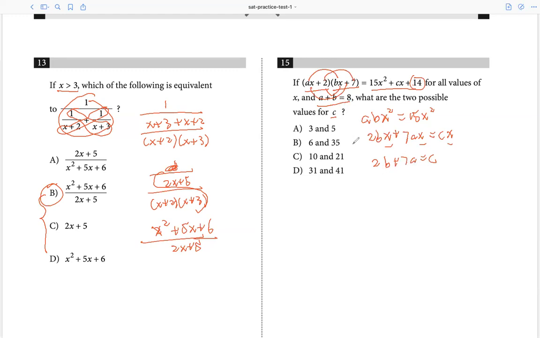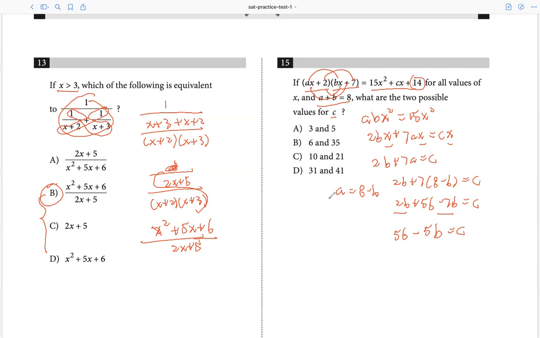Well, this is a plus b equals 8. So that means we can write a equals 8 minus b. So 2b plus 7 times (8 minus b) equals c. Well, that's 2b plus 7 times 8, 56, minus 7b, right? 7 times negative b, then negative 7b equals c. So 2b minus 7b, that's negative 5b. So I have 56 minus 5b equals c.